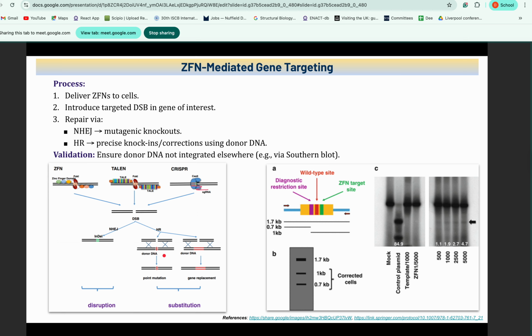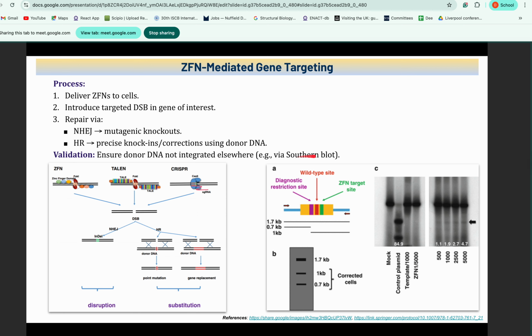Okay, now it also depends on how you interfere with it. You can add a donor DNA and you can also add some mutation into it. In that case, you can bring about a point mutation, or you can simply add some donor DNA. That is referred to as gene replacement, in which you are replacing the particular region which was present here. So this leads to substitution, whereas in the case of NHEJ, it will lead to disruption, which we have already discussed. For validation, you ensure that the donor DNA is not integrated elsewhere.